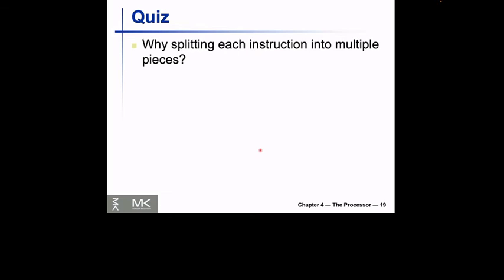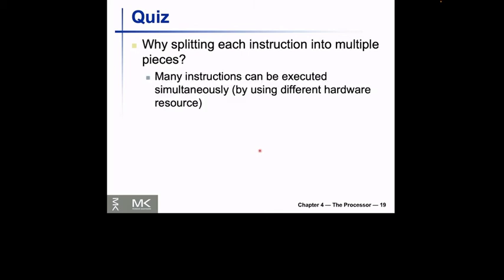All right, quiz. Why split each instruction into multiple pieces? Why do we take all the effort to divide an instruction into multiple pieces? Because we want to do pipelining. We want instructions to release certain resources after using them, so that they are freed. In that case, many different instructions can be executed simultaneously, although they are using different hardware components.